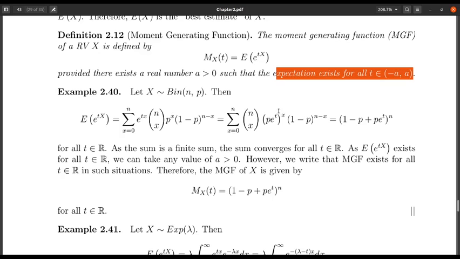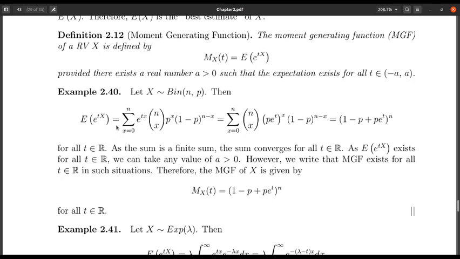Then we do some algebra, clubbing e to the power tx and p to the power x together to write (p e to the power t) whole to the power x. Then again we get a binomial sum, and using that, this summation is nothing but (1 minus p plus p e to the power t) whole to the power n. Now notice that as this is a finite sum, the sum exists for any value of t. So this expectation exists for any t belonging to R.